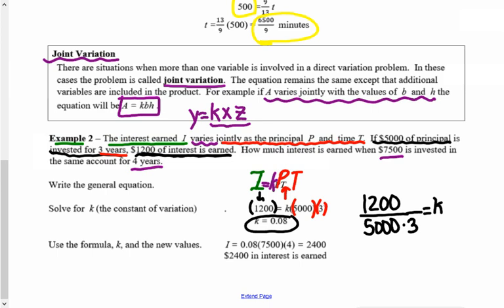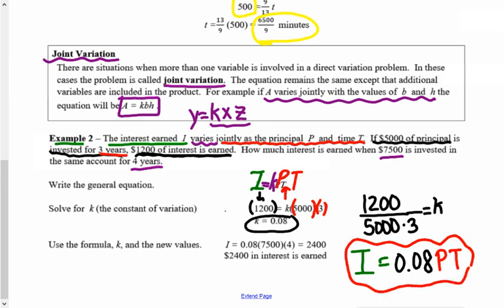They didn't ask me to write the equation, but if I did want to rewrite this equation, I would have I equals, I have my k that I just got, which was 0.08, and then that would be times p and times t. So if they asked us for an equation or a model, that would be our model. But what we need to know is how much interest is earned when $7,500 is invested. So that means my principal over here in the equation is $7,500, so I plug that in. And it goes in for 4 years, so I plug that in for the t in my equation.